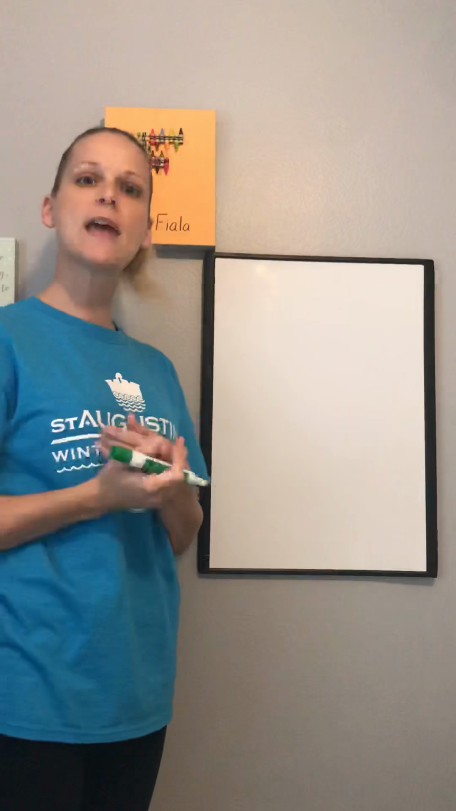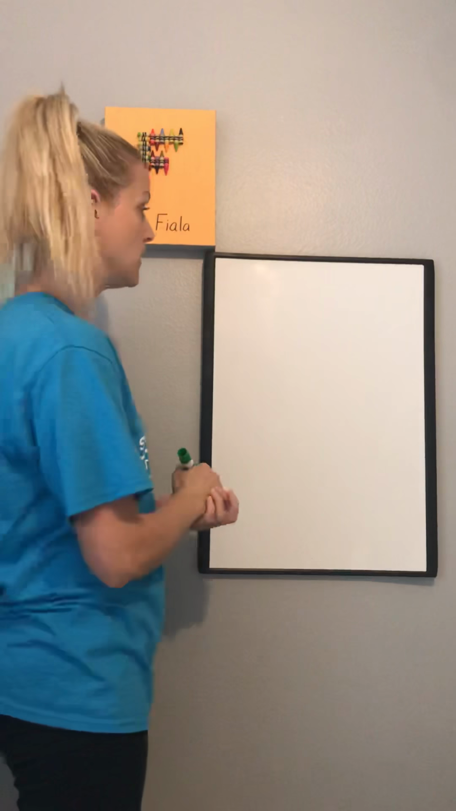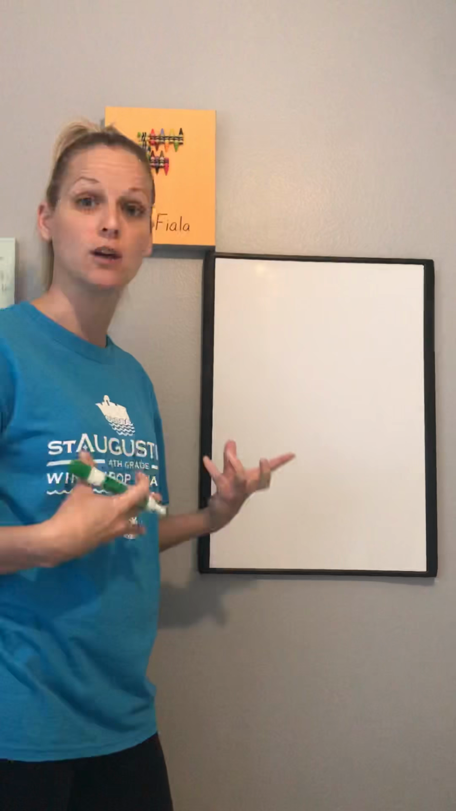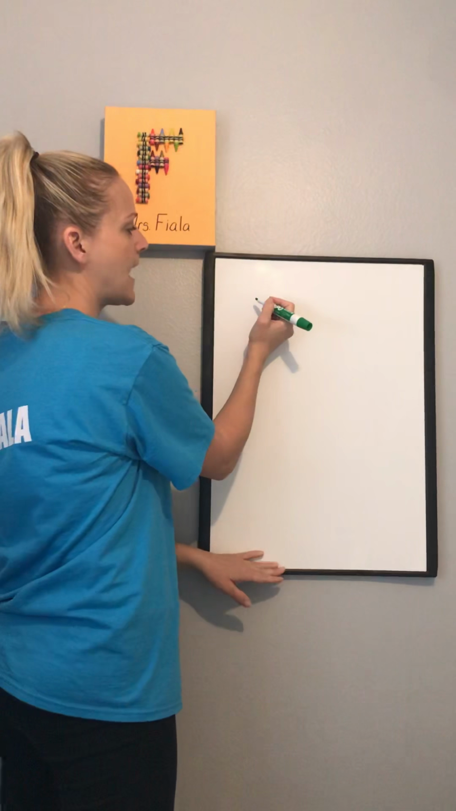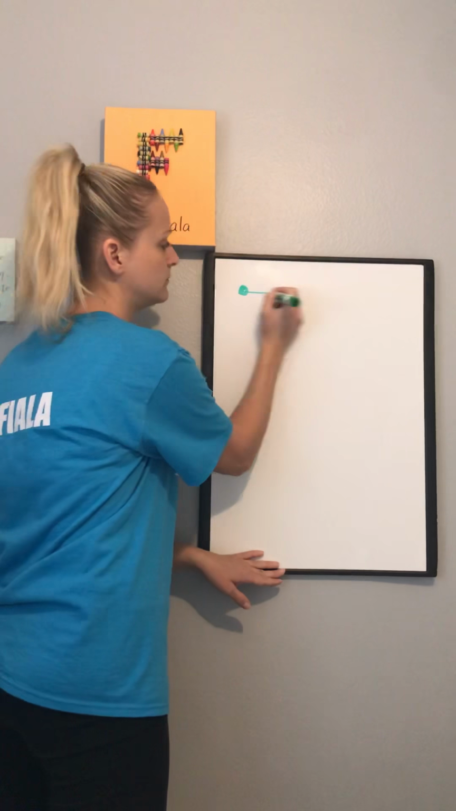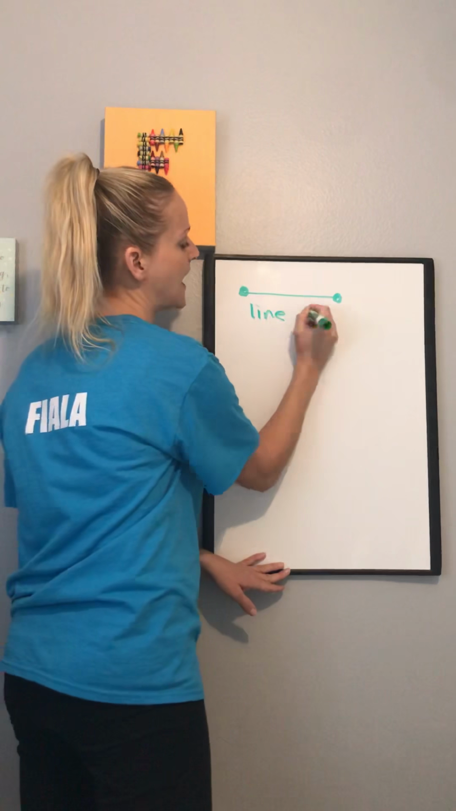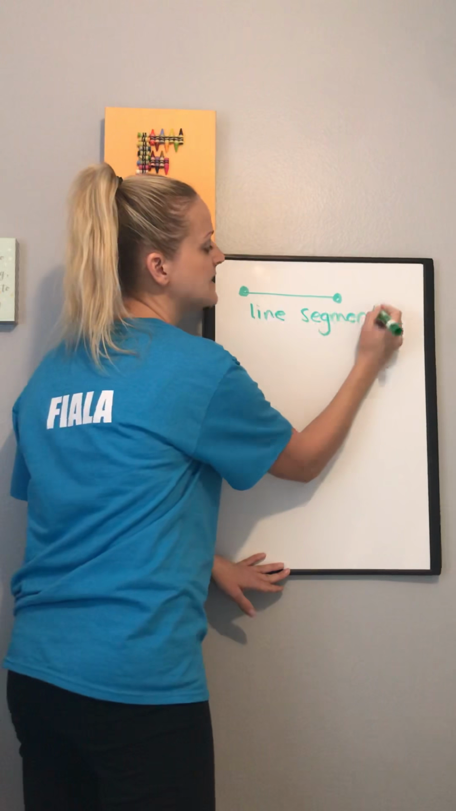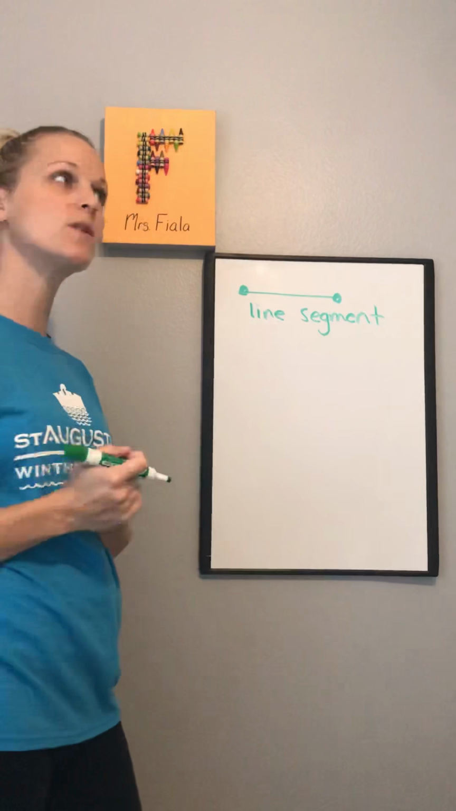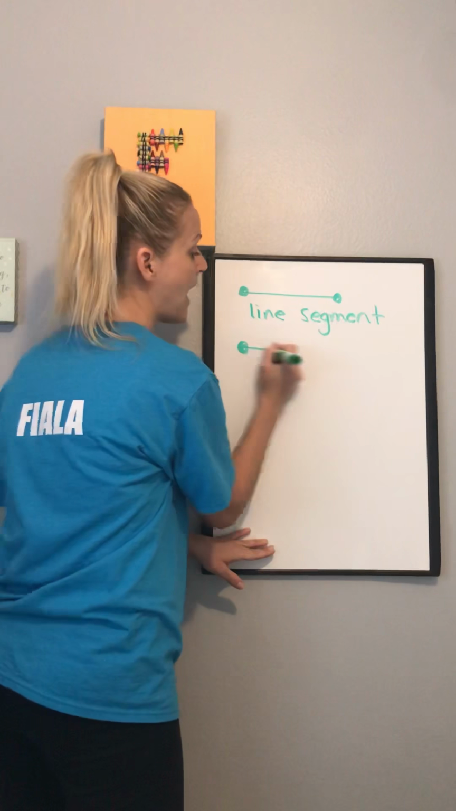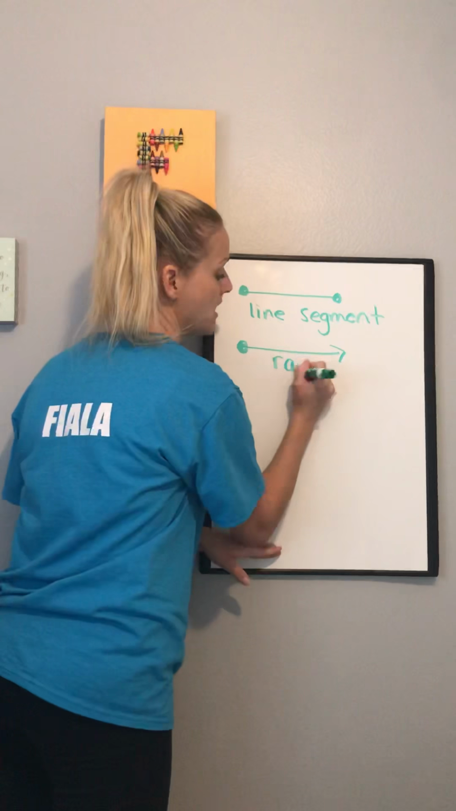What if you get a question that asks you for a geometric term? These are all geometric terms or vocabulary words. What is a geometric term for something that has 2 endpoints? The geometric term is a line segment. What if it said, what is a geometric term for something that has 1 point and goes on and on forever in one direction? That is an example of a ray.